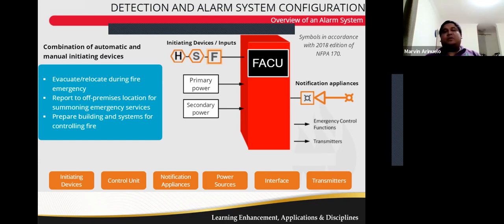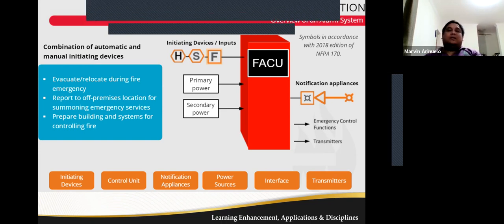If there is an interface, no? And prepare the building and system for controlling the fire. No? So H means heat detector, and S is the smoke detector, and F is the fire alarm.